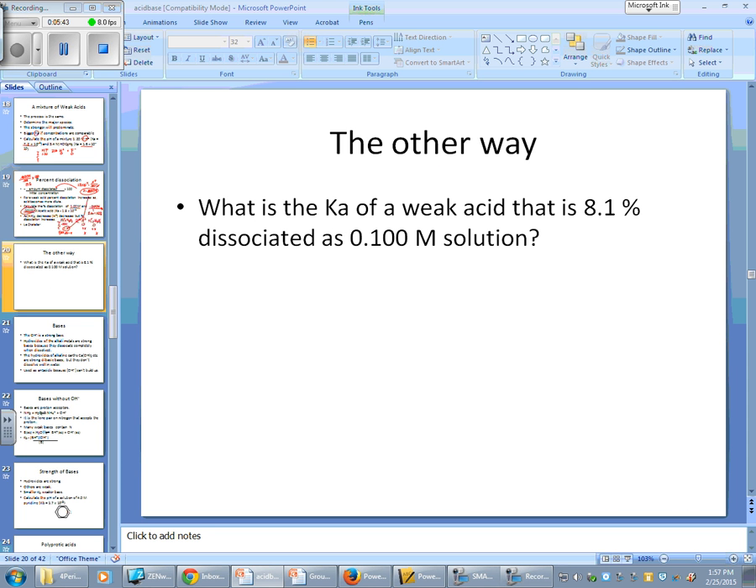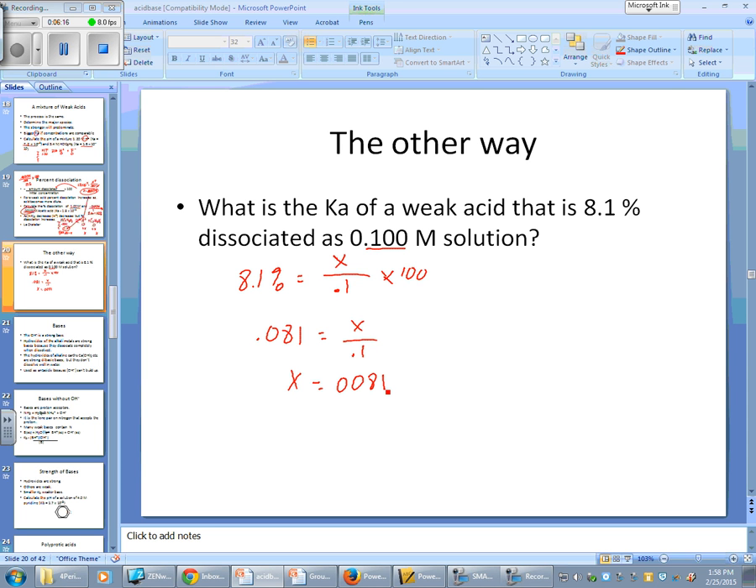I could also do that the other way and go from percent dissociation to a Ka. It's just flipped around here, so 8.1% equals the amount of the ions, which I've been calling X, over the initial concentration. The initial concentration in this one is 0.1. And that would have to be times 100. So divide both sides by 100 and you end up with 0.081 equals X over 0.1. And then X is going to be 0.0081.